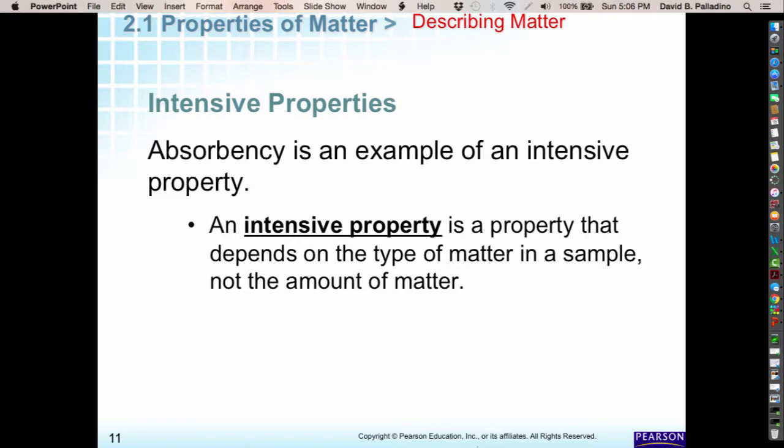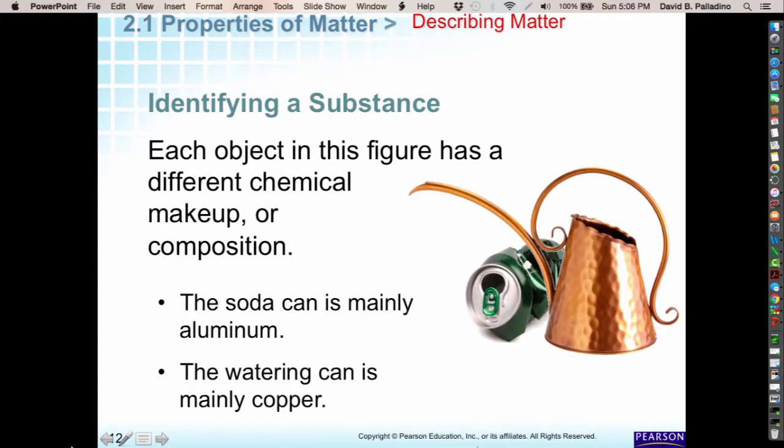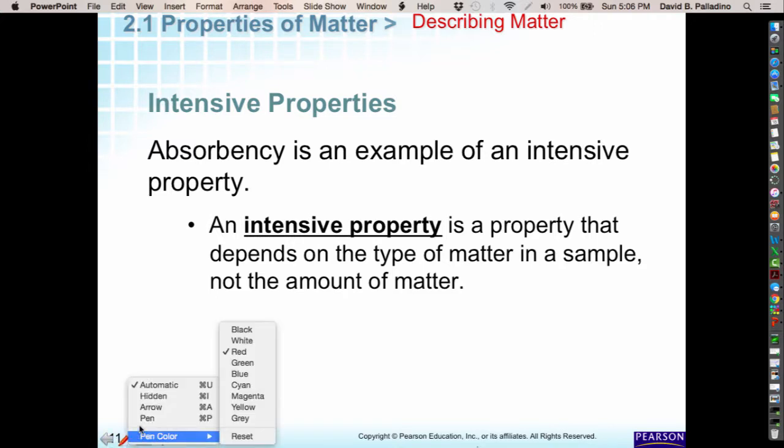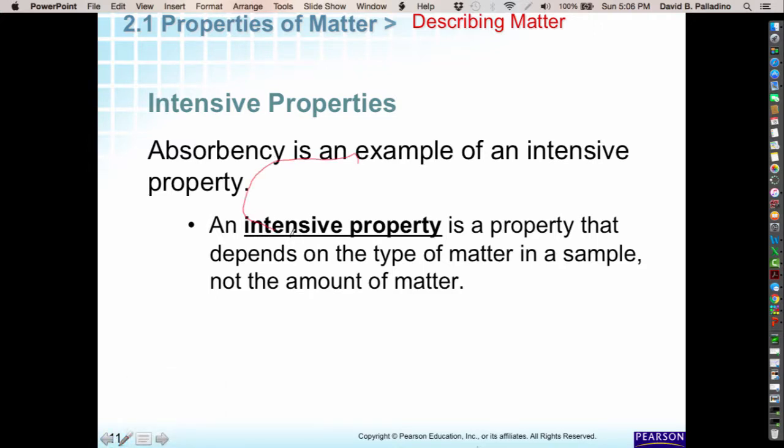So paper towels tend to be absorbent. Rubber, on the other hand, tends not to be absorbent. So maybe rubber would be a very good thing to use when something is possibly going to get wet. That rubber would be something that would keep it from being wet. Okay, so an intensive property, again, is something that is true no matter what, for any quantity of matter.